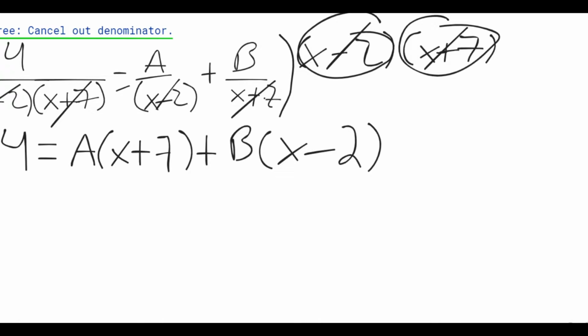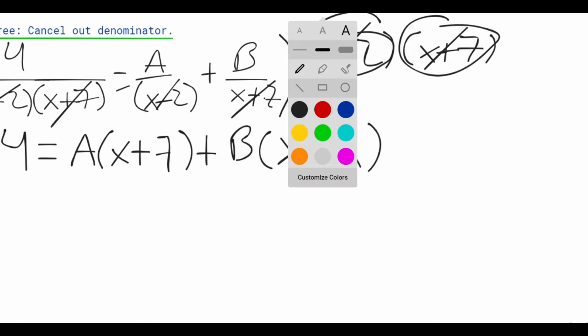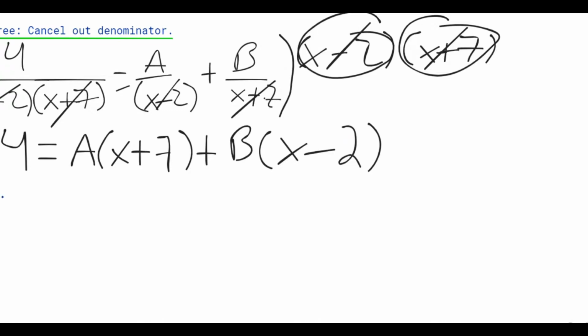So now that we do that, for step 4, we're going to go ahead and simply simplify this.